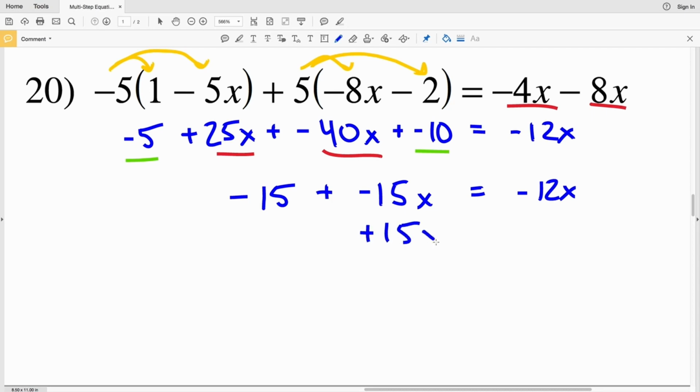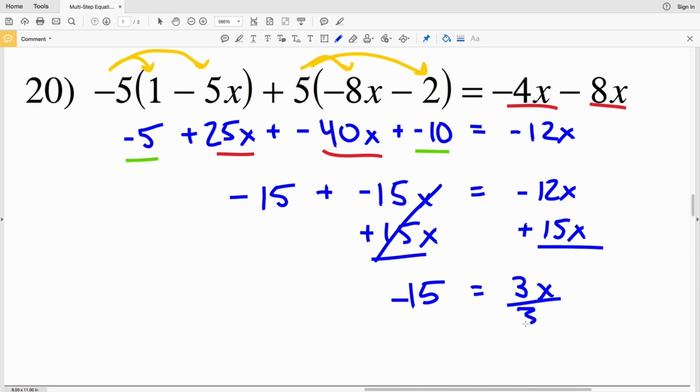So adding a 15x to both sides, we'll have that negative 15 is equal to a positive 3x. Dividing both sides by 3, we have negative 5 is equal to x. So negative 5 is the solution for number 20, and that wraps up our multi-step equation worksheet.